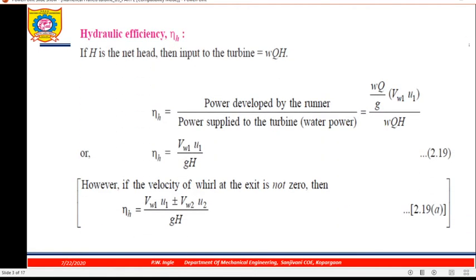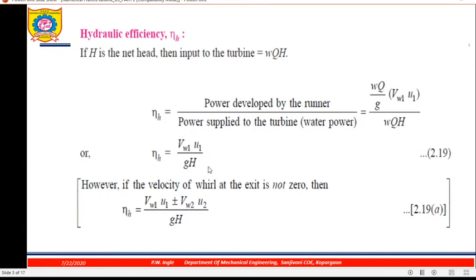Okay, now hydraulic efficiency. If the capital H is the net head, the input to turbine is W into Q into H. Okay, it is in kilowatt. If you want in watt, then it is rho G QH. You divide it by 1000, you will get it in kilowatt. So hydraulic efficiency is what? Runner power upon water power. So it is W by G Q VW1 U1 upon W into QH. So finally you are getting hydraulic efficiency as VW1 U1 upon GH.